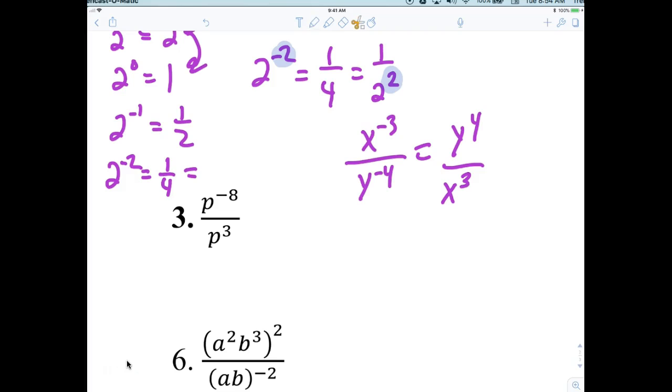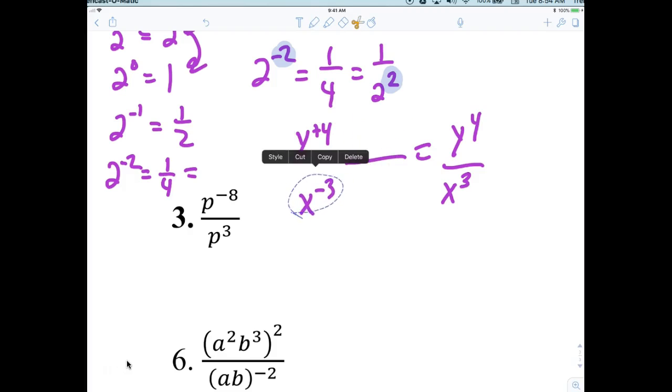If it's negative, I move it from the bottom to the what? And it becomes a positive. So on the top, I move it to the bottom, and it becomes a what? That's the rule. I'm not going to say we're going to subtract or any of that stuff. It's much easier to understand: when you have a negative exponent, you must move it. And when you move it, you change its sign.